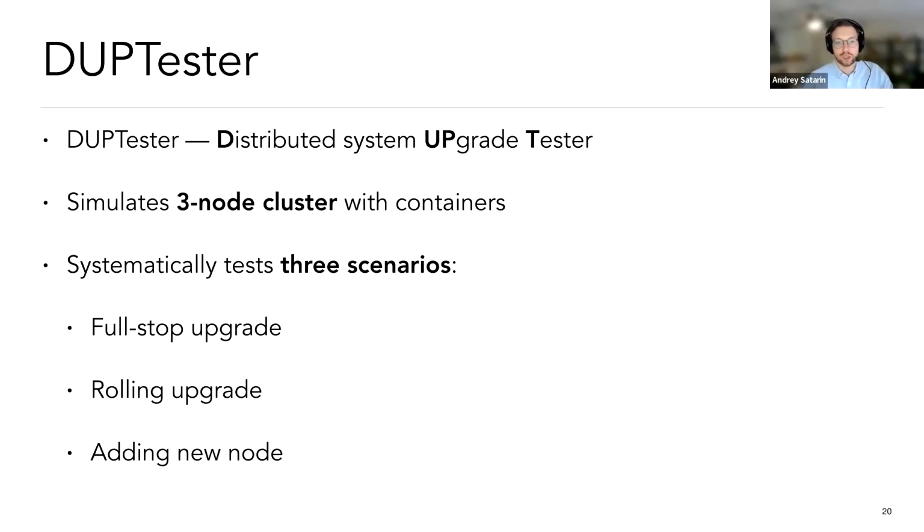Their proposed solution is 2 tools. The first of those tools is DUPTester, a distributed system upgrade tester. The way it works, it simulates a 3-node cluster. As one of the findings mentioned, you just need 3 nodes, and it systematically tests 3 scenarios that are built in: full stop upgrade, rolling upgrade, and adding a new node to the system.